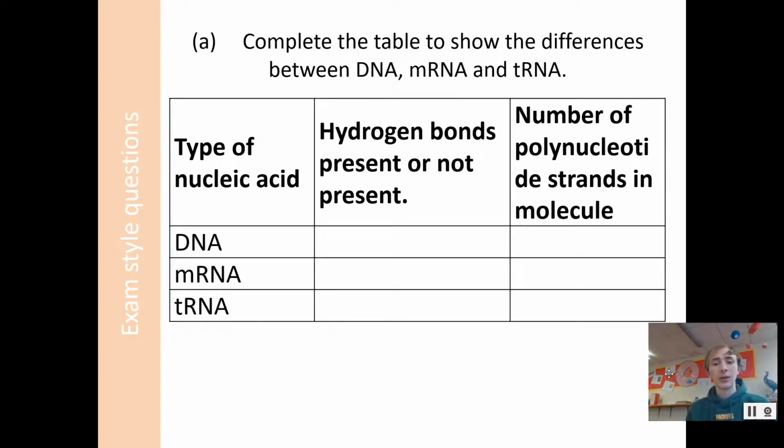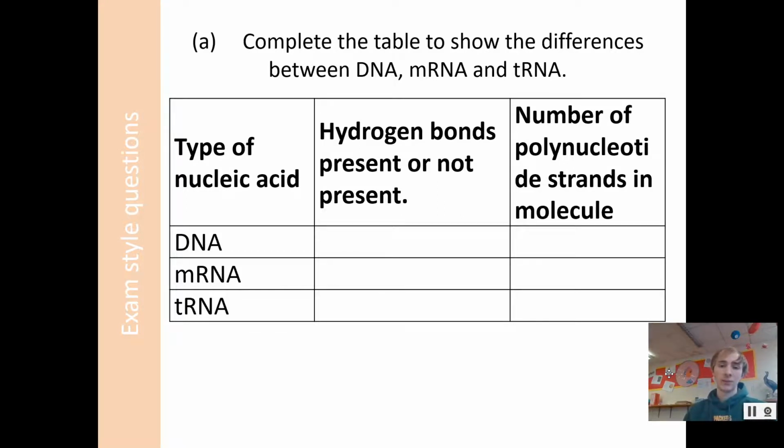Well, that's an interesting one. DNA? Well, yes, definitely. Hydrogen bonds are present because we have these 2 strands with the A and the T and the C and the G attached together by hydrogen bonds. Number of polynucleotide strands in DNA? 2. mRNA, hydrogen bonds present? No, there are not. There are no hydrogen bonds in mRNA. Hydrogen bonds are used to attach nucleotides together. An mRNA is just a straight long line of nucleotides. We don't need to attach it together anyway. Number of polynucleotide strands is 1.